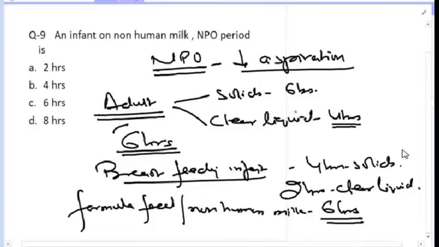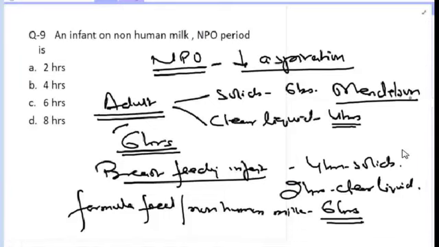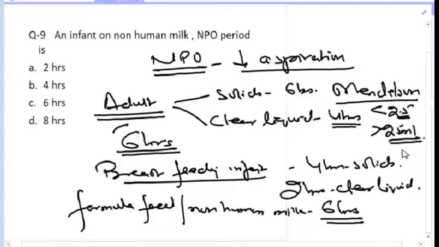Now, aspiration in pregnancy is known as Mendelssohn syndrome. There are two criteria for Mendelssohn syndrome. One, the pH of aspirate should be less than 2.5, and second, the volume of aspirate should be more than 25 ml. So these are the two criteria for Mendelssohn syndrome.